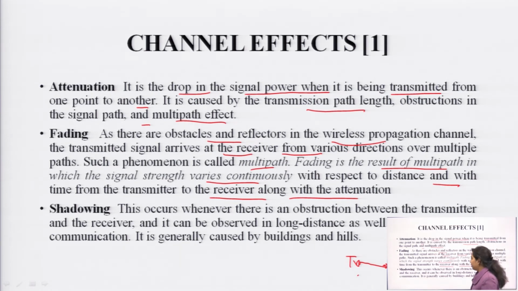Next one is shadowing. This occurs when there is an obstruction between the transmitter and receiver, and it can be observed in long distance communication as well as short distance also. It is generally caused by buildings and hills. So, shadowing is also a kind of channel effect which is possible in multipath propagation.